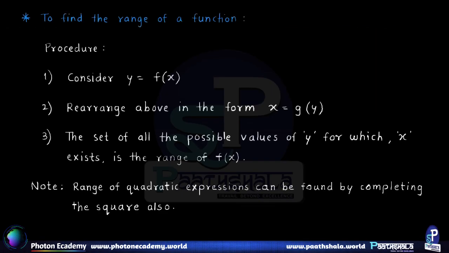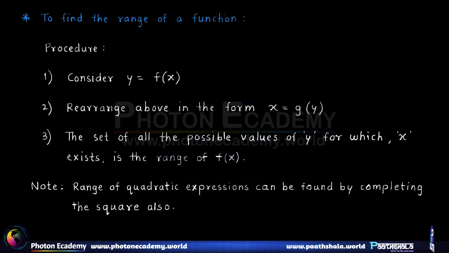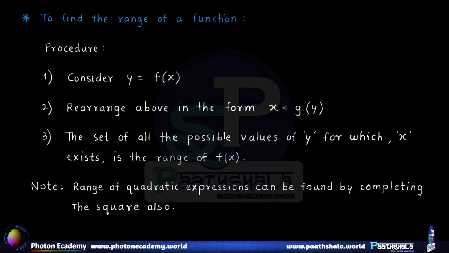Now here we see how to find the range of a given function. Typically we can follow this particular procedure given here. Firstly, we consider y equal to the given function f of x, right? So we express y as the given expression of the function. Then we rearrange the above equation in the form x equal to g of y. That means we now express x in terms of y by suitable rearrangements.